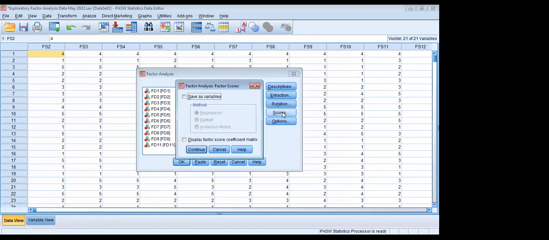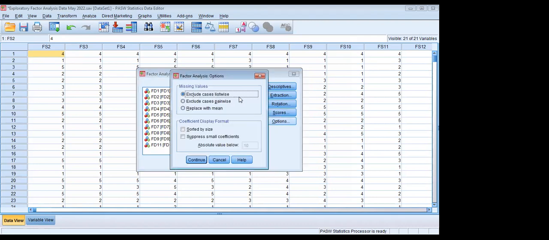Then scores, if you save it as a variable, it will be saved in your data file. Then display factor score coefficient matrix. If you want to display the factor score, okay, you click this. You will get a coefficient matrix for the factor. Options. This you leave as it is. Coefficient display format, you choose sorted by size, click sorted by size, click suppress small coefficients. My suggestion is 0.30, 30%. What is the meaning? The meaning is when we are getting this output after performing EFA, we don't want the table to show values less than 0.30.